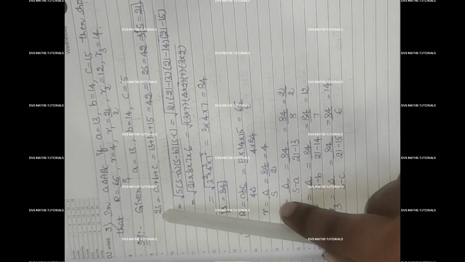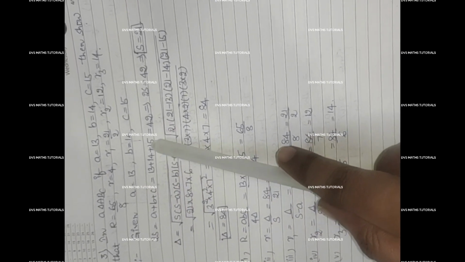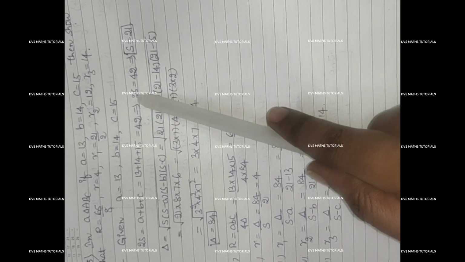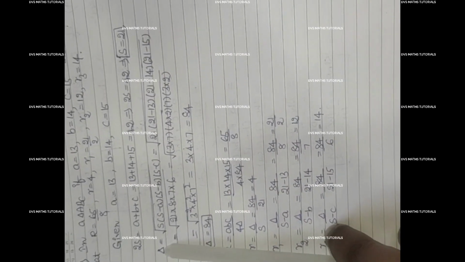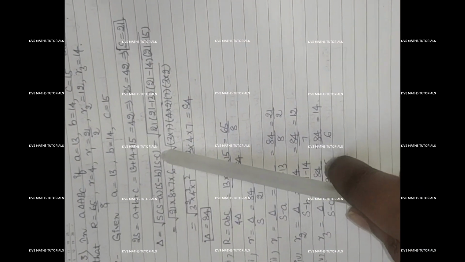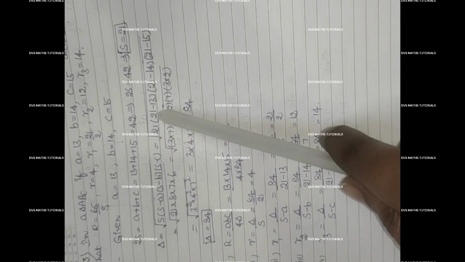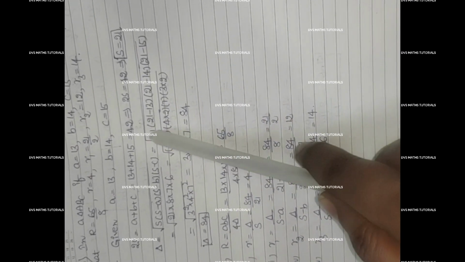Now we have a formula 2S is equal to a plus b plus c. 13 plus 14 plus 15, which is equal to 42. 2S is equal to 42, S is equal to 21. And delta is equal to root of S into S minus a into S minus b into S minus c. 21 into 21 minus 13 into 21 minus 14 into 21 minus 15 under square root.